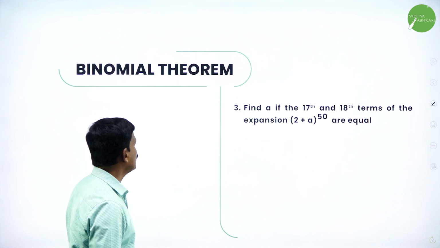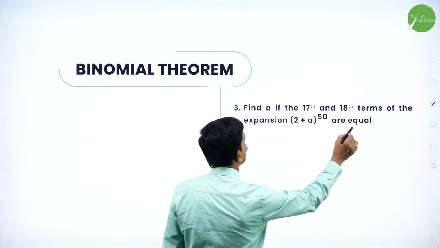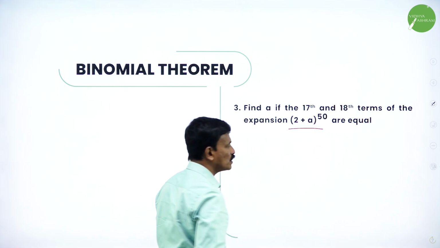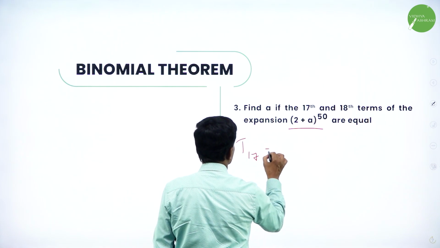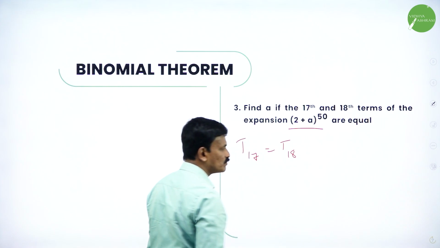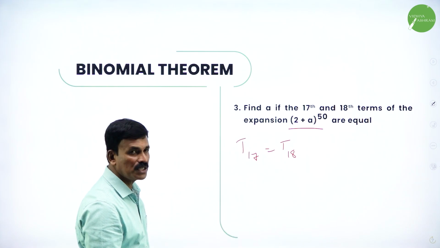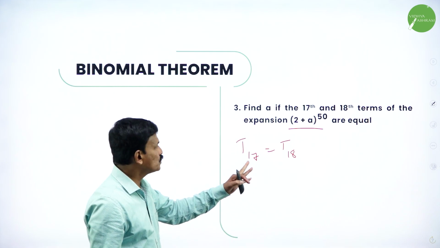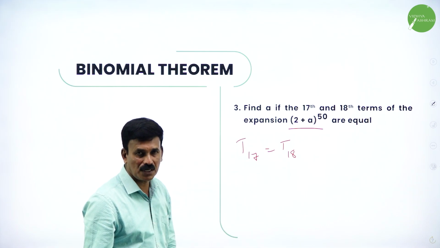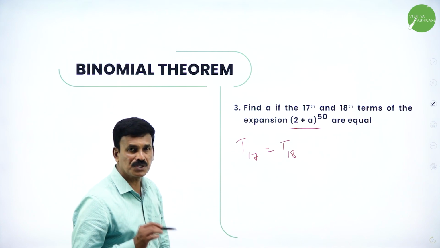Find a if the 17th and 18th term of the expansion (2 plus a) to the power of 50 are equal. So what is given? The 17th term is equal to the 18th term. So find the value of a if the 17th and 18th terms in the expansion of (2 plus a) to the power of 50 are equal, then just find out the value of a.